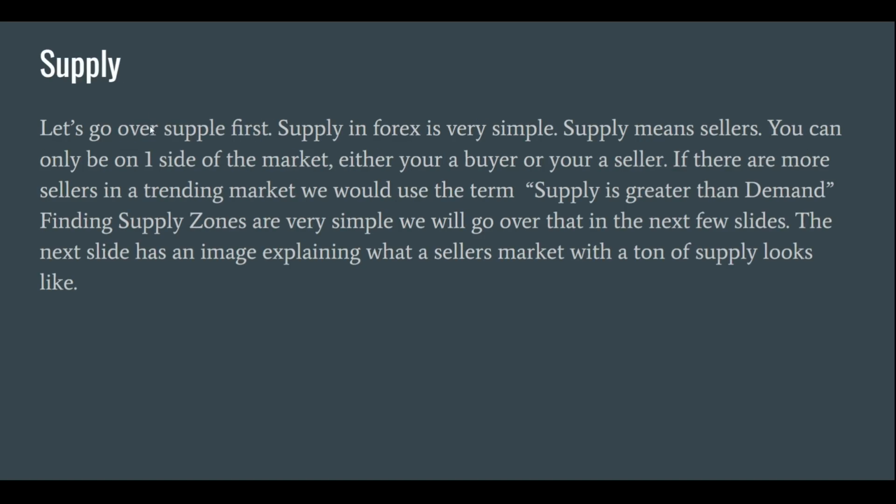Let's go over supply zone first. Supply in Forex is very, very simple. It simply means sellers. You can only be on one side of the market. Either you're a buyer or you're a seller. If there are more sellers in a trending market, we would use the term supply is greater than demand. Finding supply zones is very simple. We will go over that in the next few slides.